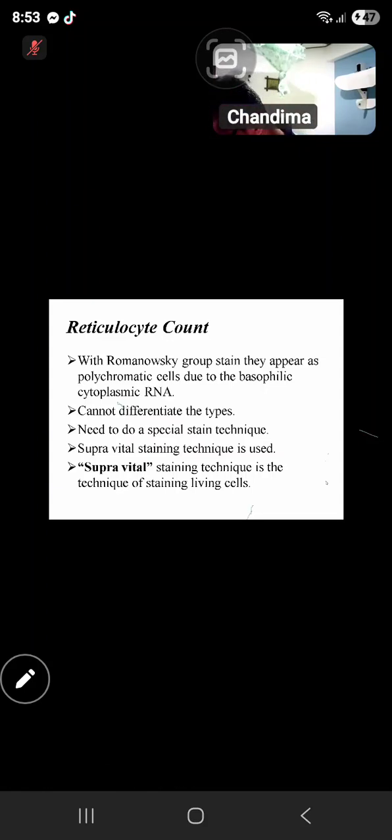But in the later stage of the development of reticulocyte counting, fluorescent dye is used to demonstrate the reticulocytes, right? It is very easy to identify the reticulocytes with the fluorescent dye. But the problem is that in the manual method, this fluorescent dye fades quickly.